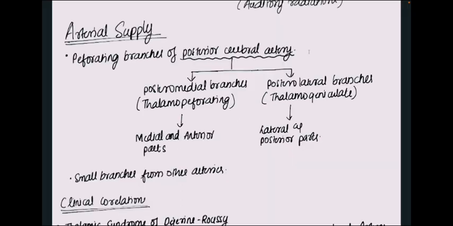Coming to the arterial supply of the thalamus. The thalamus is mainly supplied by the perforating branches of the posterior cerebral artery. The thalamus is also supplied by small branches from other arteries. The perforating branches of the posterior cerebral artery are again divided into two main groups, the posteromedial branches and the posterolateral branches. The posteromedial branches are also known as the thalamo-perforating branches. The posterolateral branch is also known as the thalamo-geniculate branch. The posteromedial branch will supply the medial as well as the anterior part of the thalamus, and the posterolateral branch or the thalamo-geniculate branch is supplying the lateral and the posterior part of the thalamus.